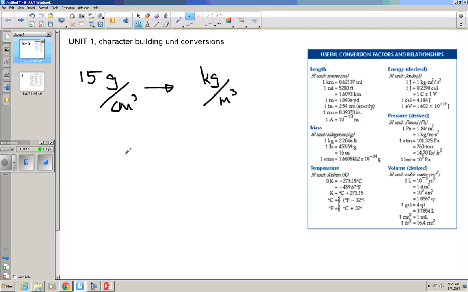Now, a lot of students encounter a unit conversion like this and instantly faint, but it's not that bad. So I'm going to do what I always do, which is take the unit and put it as a number over 1, just for fun format. So this is going to be 15 grams over 1 cubic centimeter.